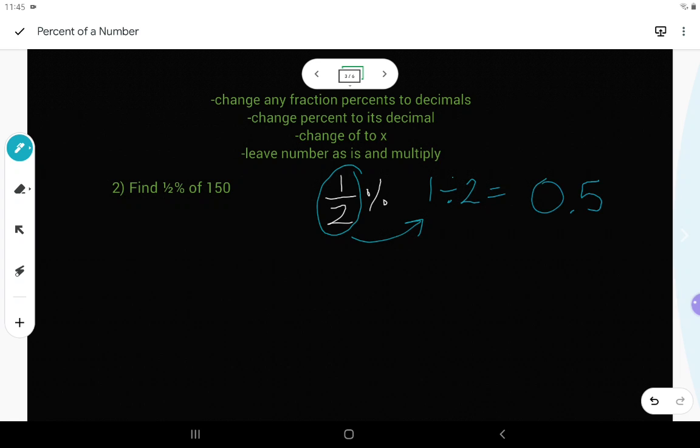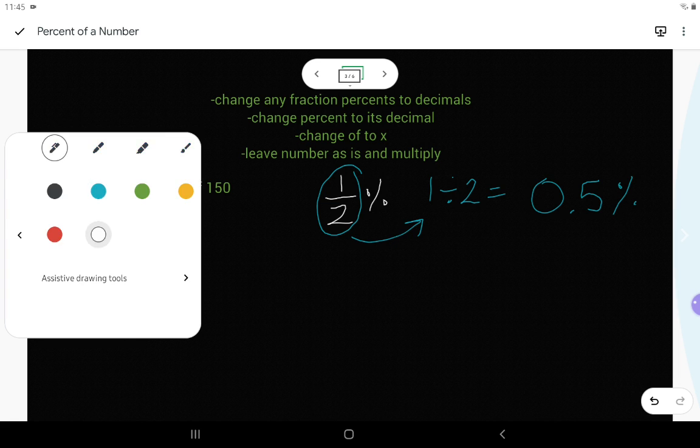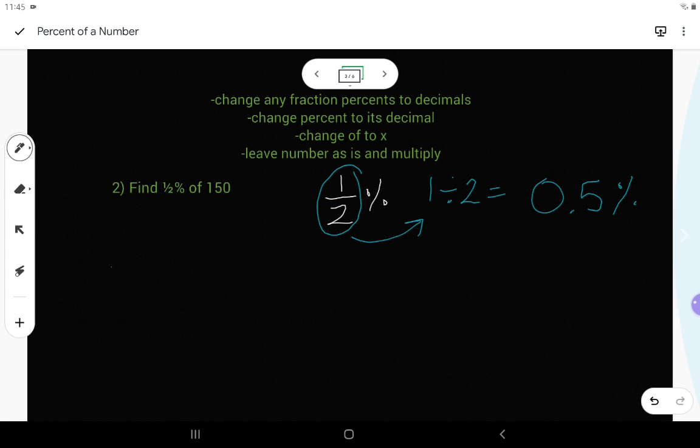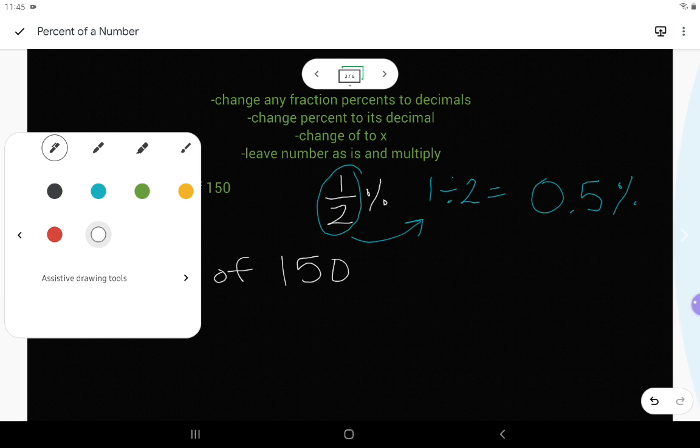0.5, and I have not yet divided by 100 anywhere, so my percent sign stays at the end of my number. I have not divided by 100, so I still have this as a percent. So right now I have 0.5% of 150.